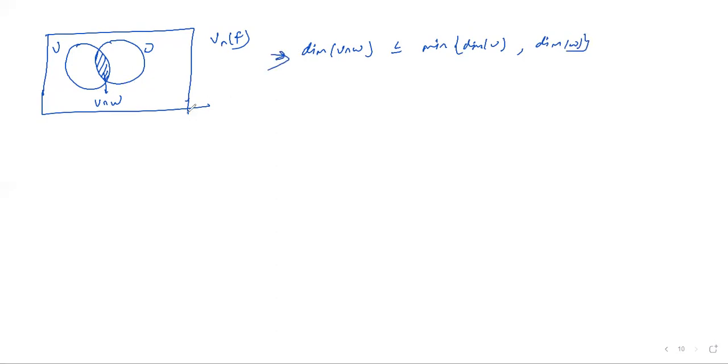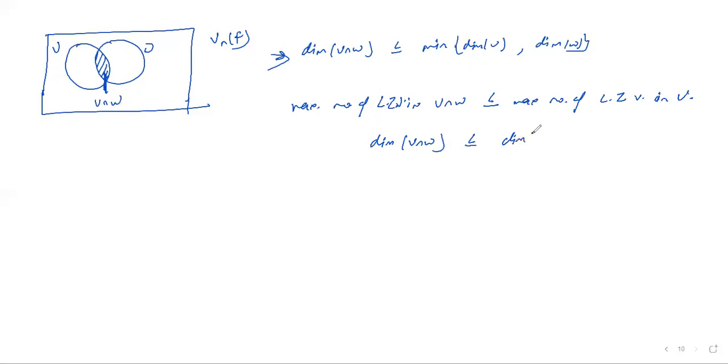you can see from this graph that the maximum number of linearly independent vectors in U intersection W will be less than or equal to the maximum number of linearly independent vectors in the subspace U. Okay, what did I say? That the maximum number of linearly independent vectors in U intersection W will be less than or equal to the maximum number of linearly independent vectors in subspace U. That means that the dimension of U intersection W is less than or equal to the dimension of U.